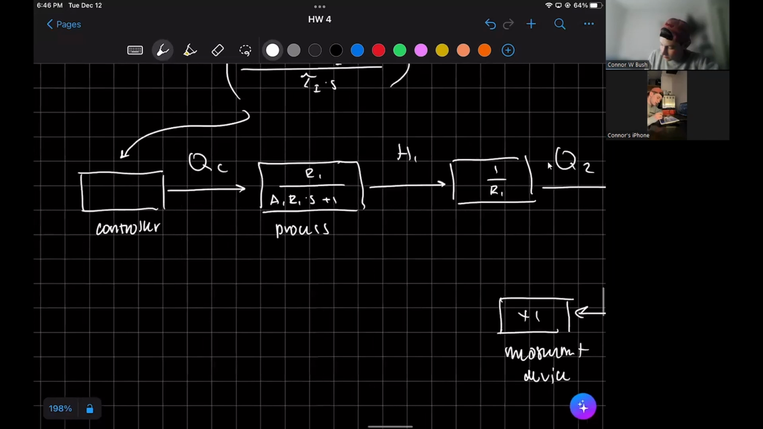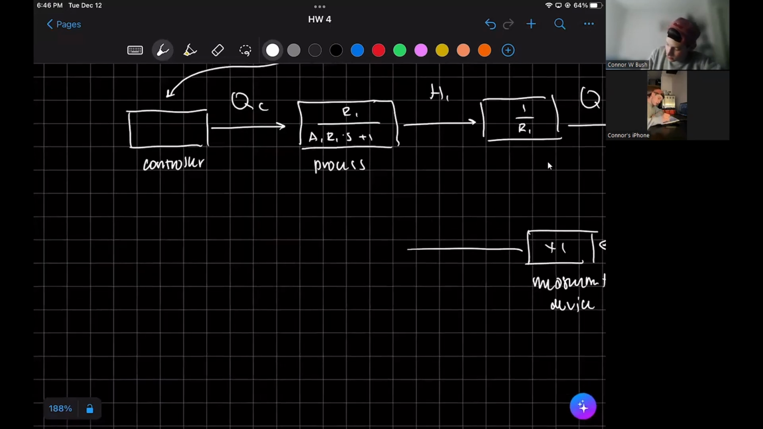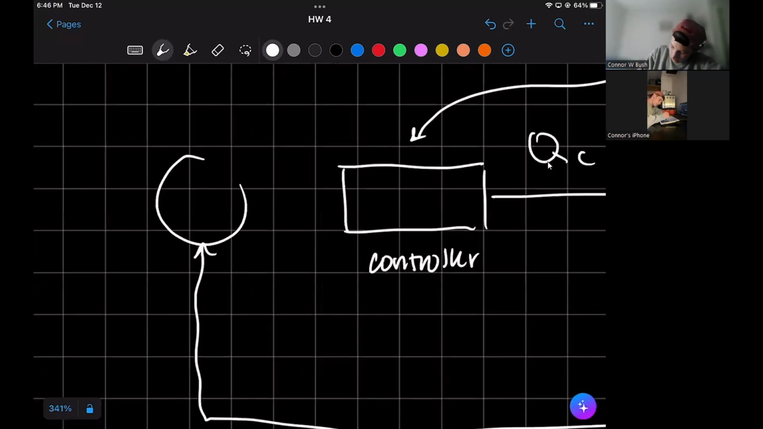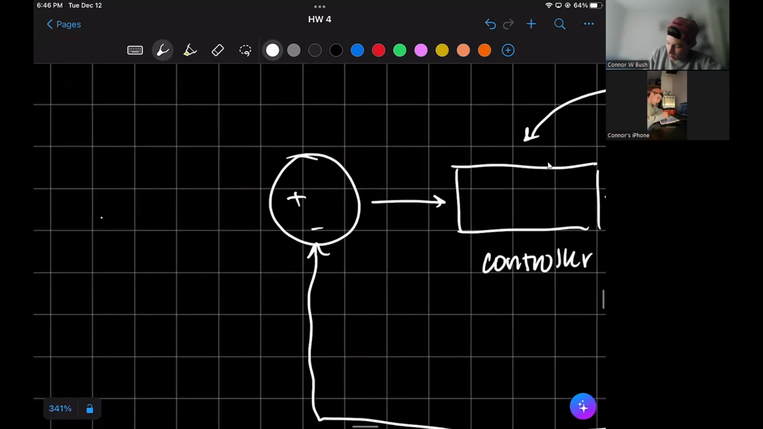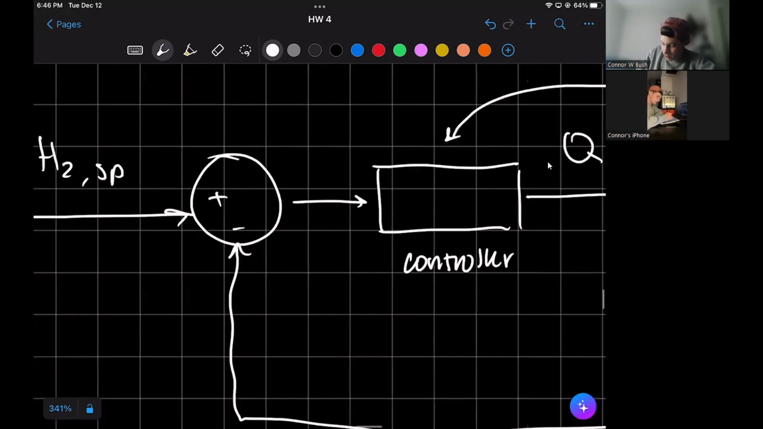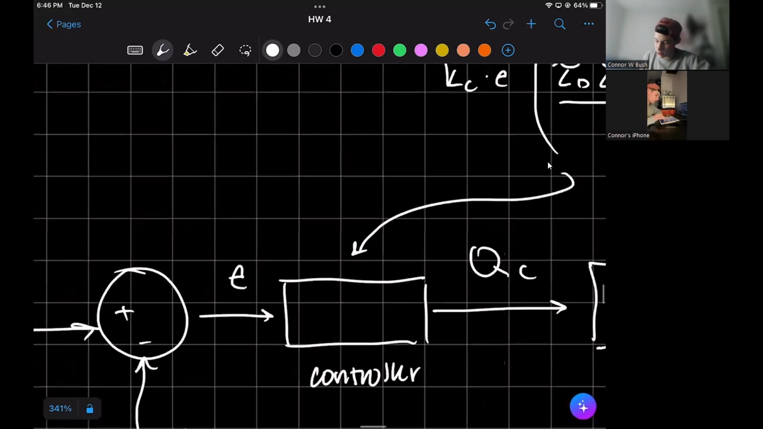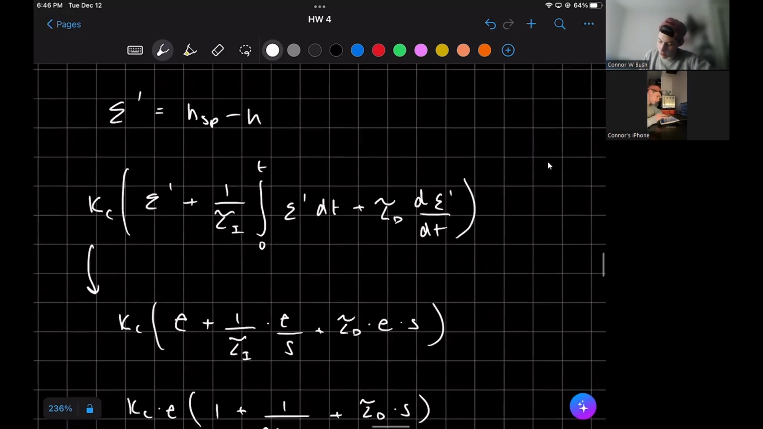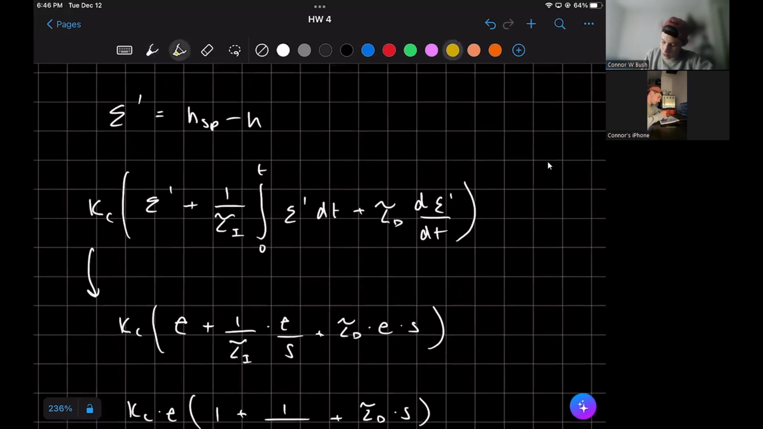And then this gets inputted all the way back up here into the comparator, where the input, what we're adding, is going to be our H2 set point. And then this is going to give us our E, our error. Like what I was explaining up here earlier with this here.